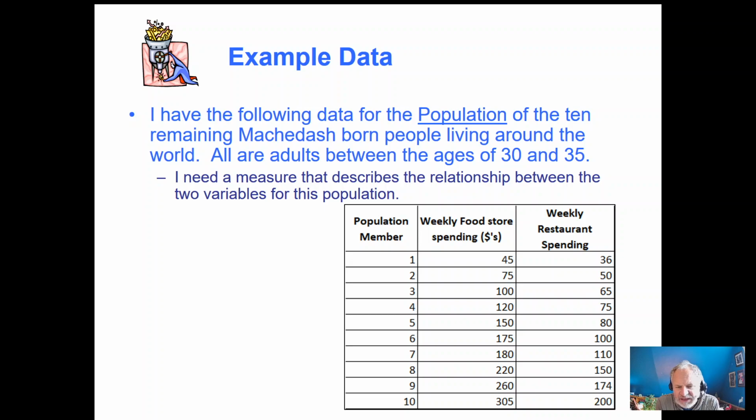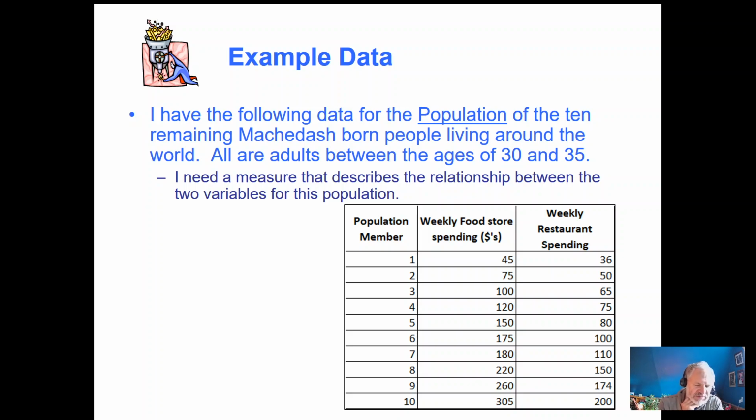And what I have is 10 people from the remaining people from the Matchadash diaspora. So the people who live around the world, there's only 10 Matchadash born people living now, and they are all adults between the ages of 30 and 35. So I survey the population and I find out how much they spend weekly on food from grocery stores and other places. And I also found out how much each person spent on restaurant meals. So I did that for the 10 people from this population.